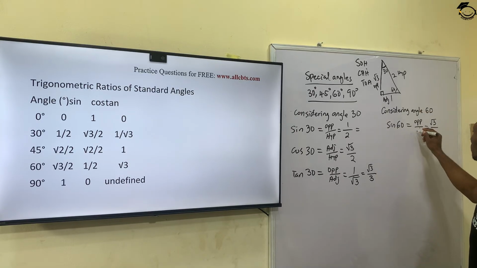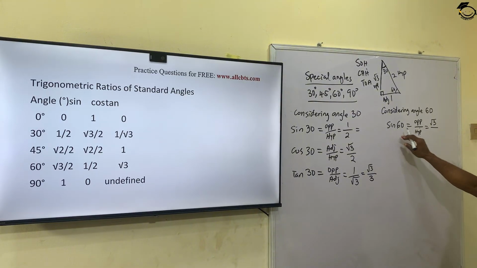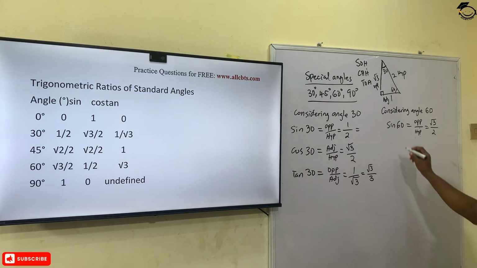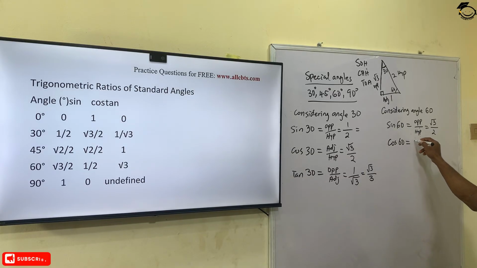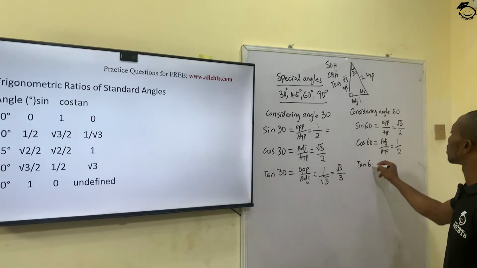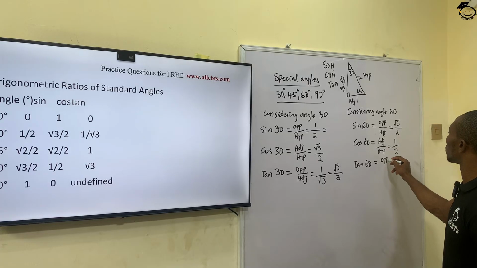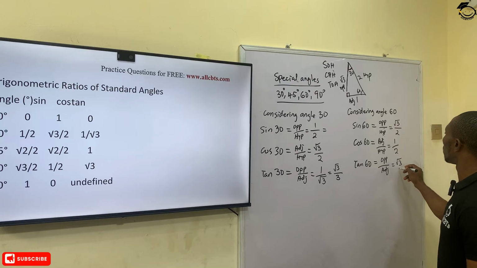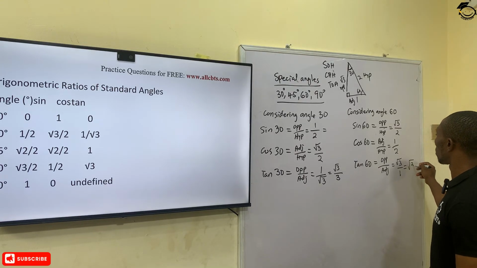Sorry, opposite over hypotenuse, sine. Opposite is root 3 and the hypotenuse is 2. That gives us root 3 over 2. And we have cos 60, which is adjacent over hypotenuse, which will give us 1 over 2. And tan 60, which is opposite over adjacent, would give us root 3 over 1, which is root 3.